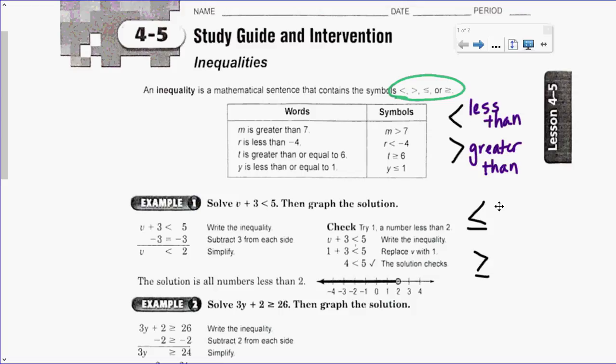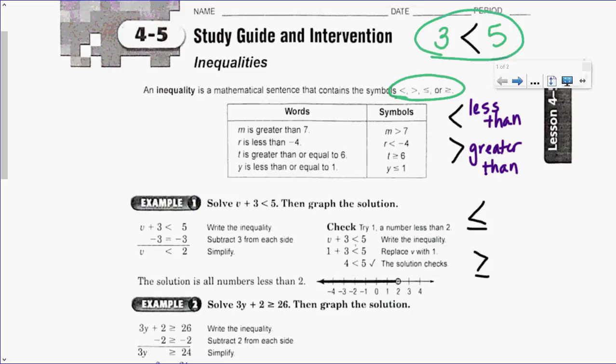I'll give you an example so you kind of know what I'm talking about. If you have 3 is less than 5, you can't read that as 5 is bigger than 3. You have to read that as 3 is less than 5 because that's the less than symbol. Okay, so that's what I mean. You can't read it the other way around. Okay, and then underneath, this is less than or equal to. And then this one is greater than or equal to.